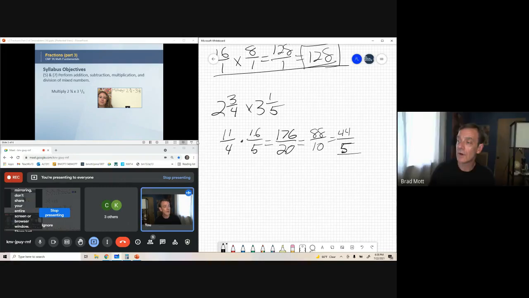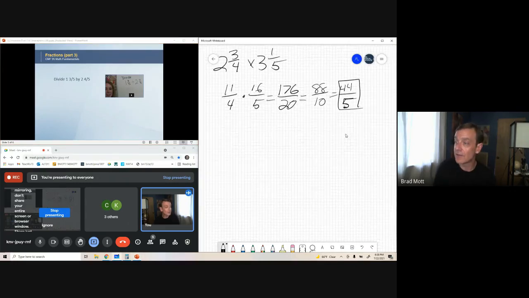Your improper fraction, you can leave it as an improper fraction or convert that back into a mixed number. I'll take either one, like I said. Just make sure to give the answer as a mixed number or an improper fraction if the question specifies one. And so that's multiplication of a mixed number.